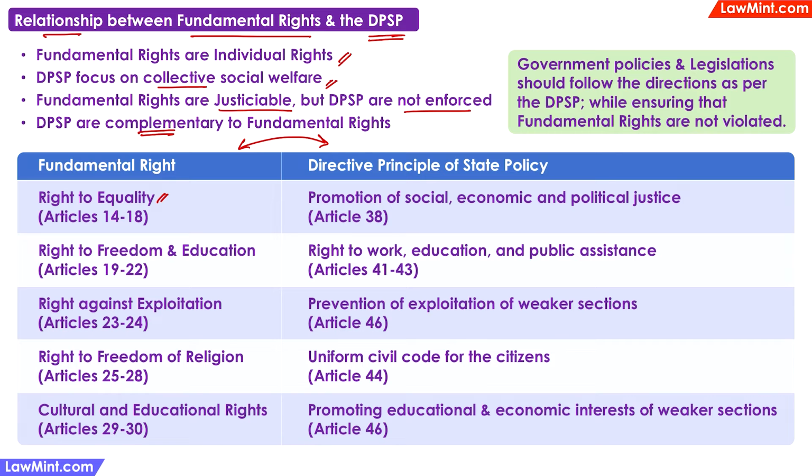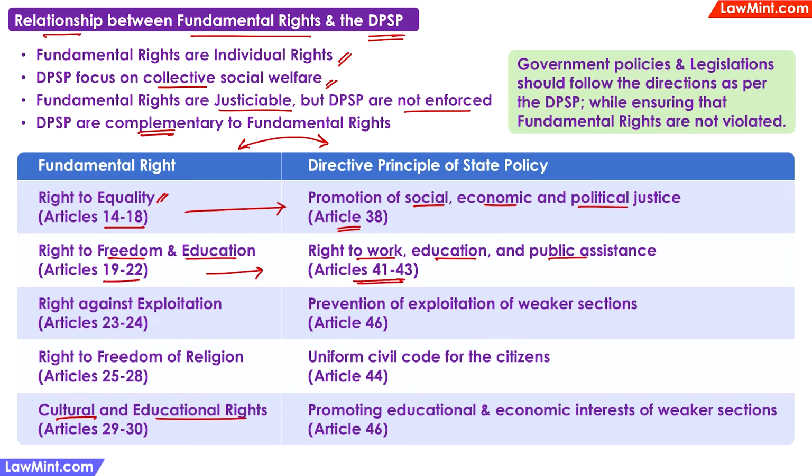For example, a right to equality is a fundamental right under Articles 14 to 18. And equality can be implemented through social, economic and political justice, which is the focus of Article 38. The rights to freedom and education are guaranteed under Articles 19 to 22, and the same right to work, education and public assistance are covered by the directive principles under Articles 41 to 43.